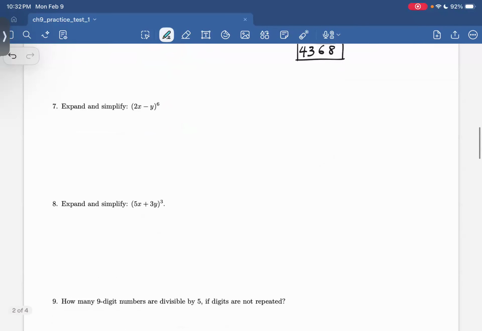Question 7, expand and simplify. This is binomial theorem. So remember the exponent, 6, that'll determine our binomial coefficients. So let me write it all out. First, we start with 6 choose 0, and the x term, or at least what comes first, is going to be to the 6th power, while the negative y will be to the 0 power. Oh my gosh, am I going to have to write out all 7 of these? Who's writing these stupid questions anyways?